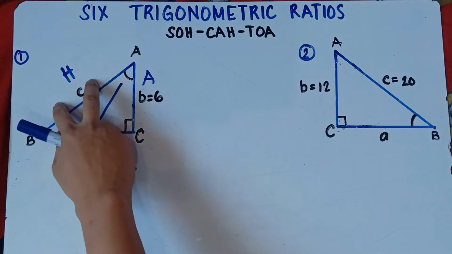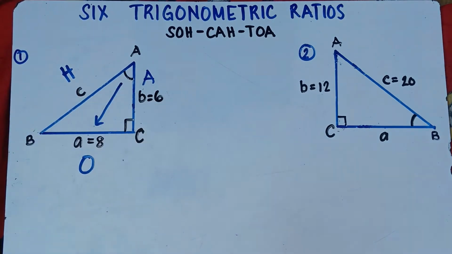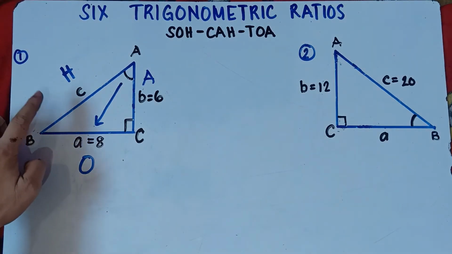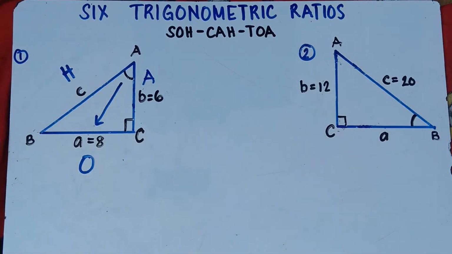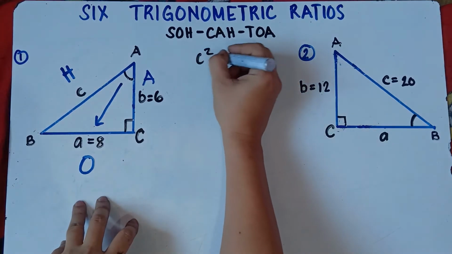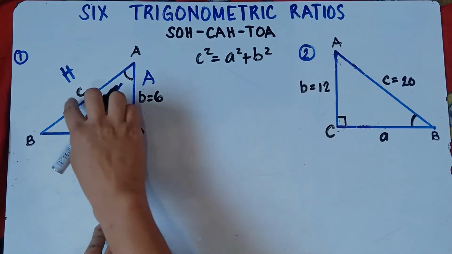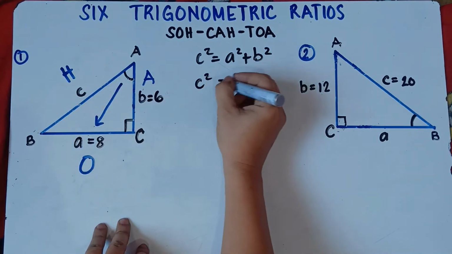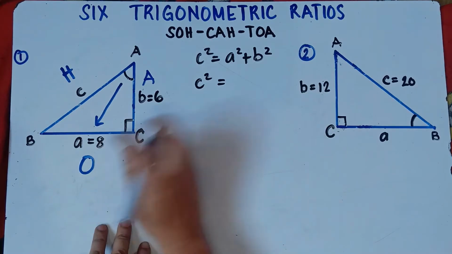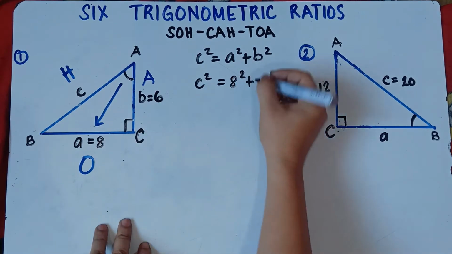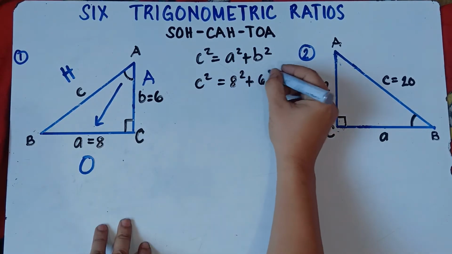So we need to find the hypotenuse. We need to find C. Now, how will you find C? That's correct. You can find C using the Pythagorean theorem. Do you still remember, class, the formula? That's correct. It should be C squared equals A squared plus B squared. So we're looking for C. So copy C squared equals, our A is 8, 8 squared, plus our B is 6, 6 squared.